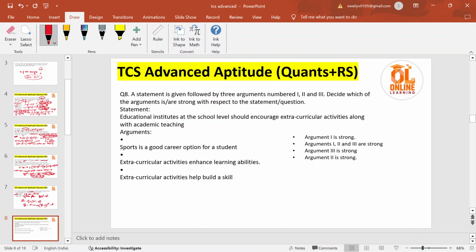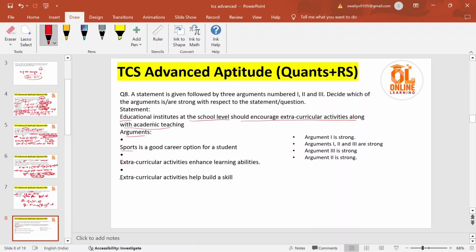Okay, so now the statement is given to you. This is your statement: educational institutes at the school level should encourage extracurricular activities along with academic teaching. Now what are your arguments? You are provided with these three arguments. Firstly, sports is a good career option for a student. See, extracurricular activities are not only related to sports. So how are they talking about sports? This argument is itself wrong because it is not related to the statement.